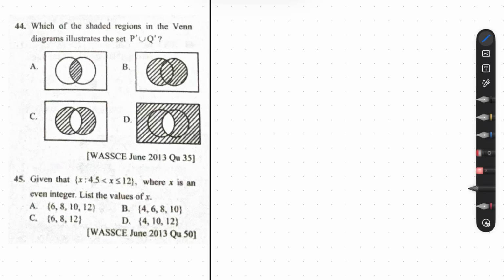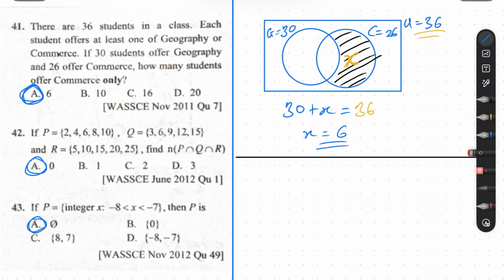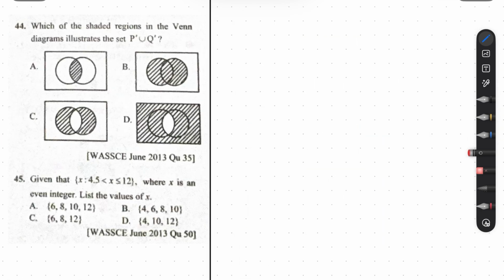In this session, we'll start from question number 44. In the previous session, we ended on question number 43. So here we start with question number 44. The question says, which of the shaded regions in the Venn diagram illustrates set P complement union Q complement?